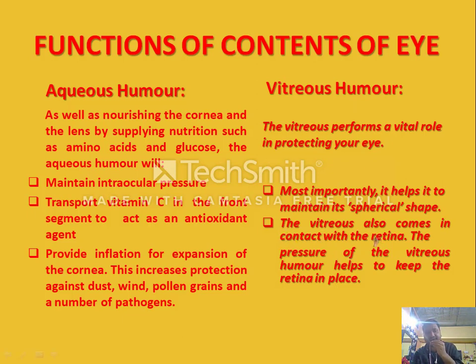And then second point, the vitreous also comes in contact with the retina. The pressure of the vitreous humor helps to keep the retina in place. So it helps to keep the retina in place. The vitreous humor also acts like a shock absorber. As a result, it helps to keep the retina in place. So any injury from outside does not cause injury to the retina, due to the presence of vitreous humor.